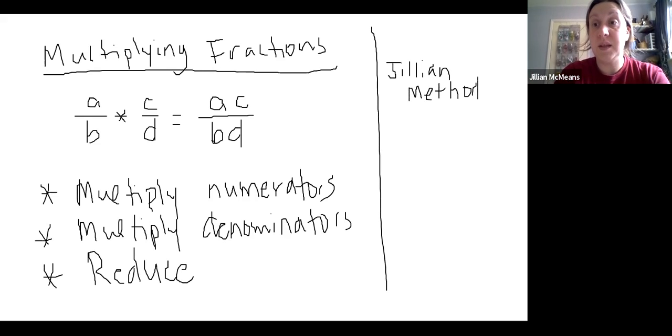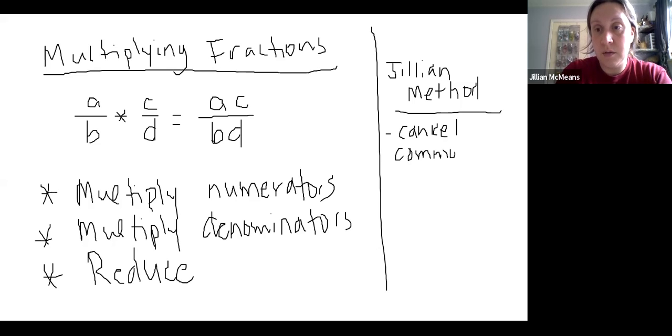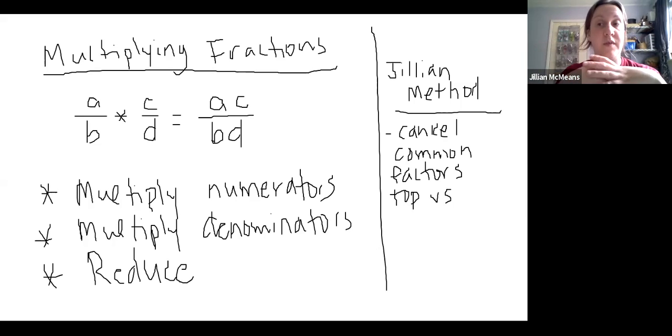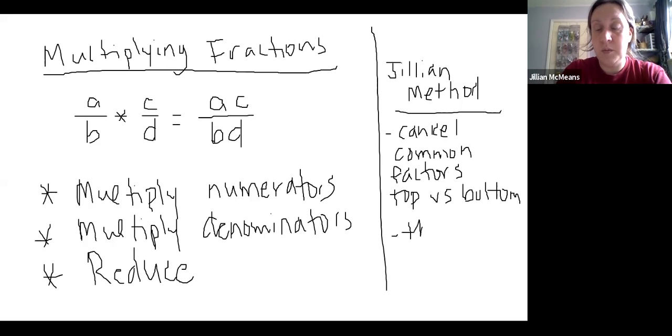is the same thing at the end of the day, but we reduce as we go. We don't wait till the very end to reduce. So we want to cancel common factors, top versus bottom. So if you have a factor anywhere in the numerator with a factor anywhere in the denominator, you can cancel them. So top versus bottom, then multiply across.